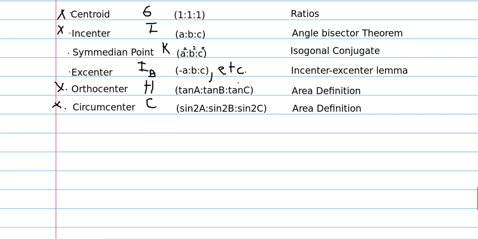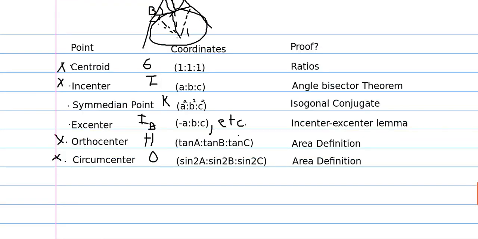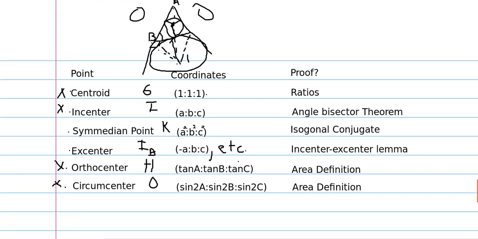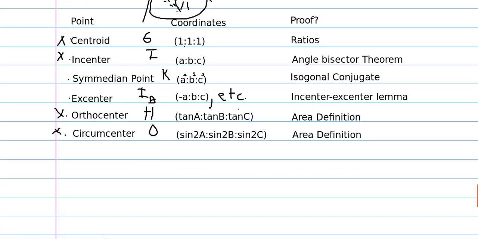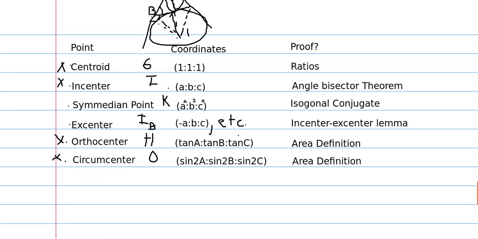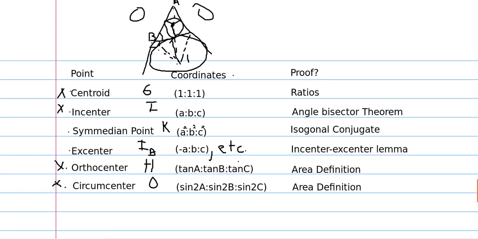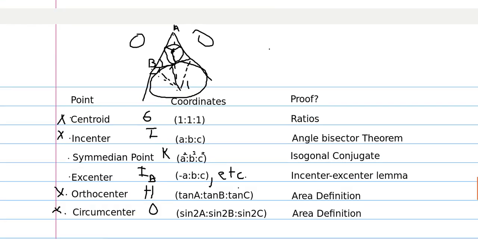And the circumcenter is often not a C, but an O. So each of these points, we see that we're using the unhomogenized form. Now the only one with a particularly nice homogenized form is the centroid. We see that the centroid is 1, 1, 1, which corresponds to the homogenized point 1/3, 1/3, 1/3.